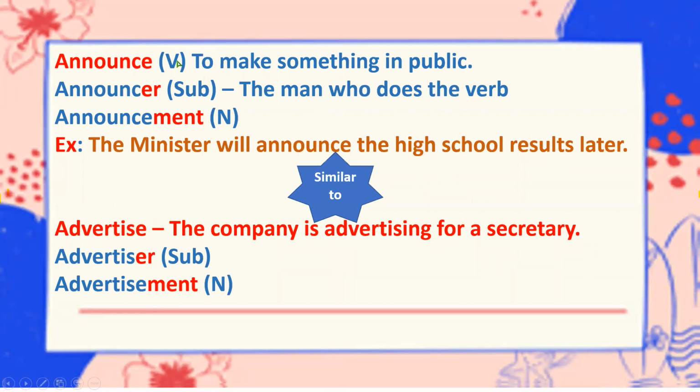The subject from such a verb is announcer, okay? By adding the suffix er at the end of the verb. Wonderful. And how about announcement? Announcement is a noun and is formed by adding the suffix ment at the end of the verb. Wonderful. So here, how can I make a sentence using the word announce? For example, the minister will announce the high school results later.